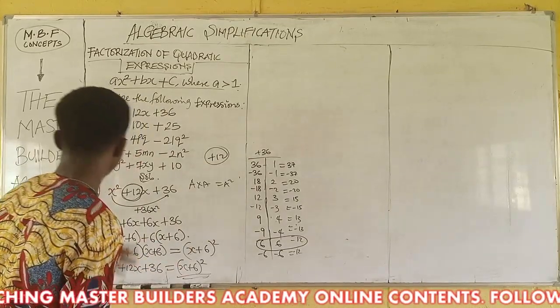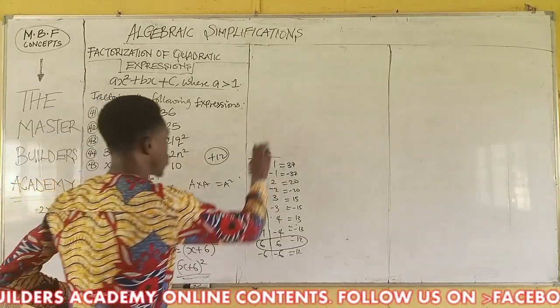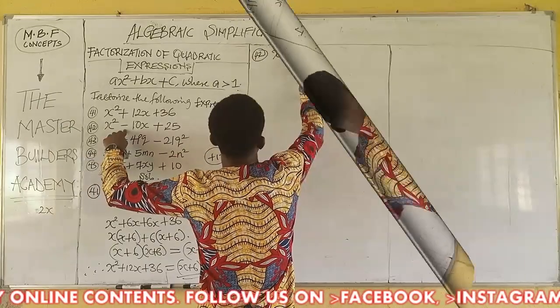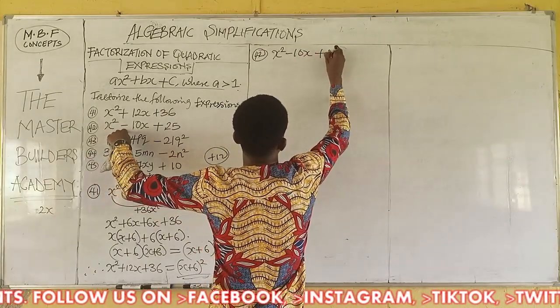So now, without wasting much of our time, let's head on to question number 42: x squared minus 10x plus 25.